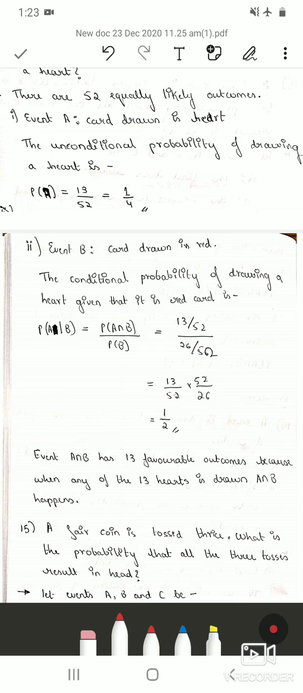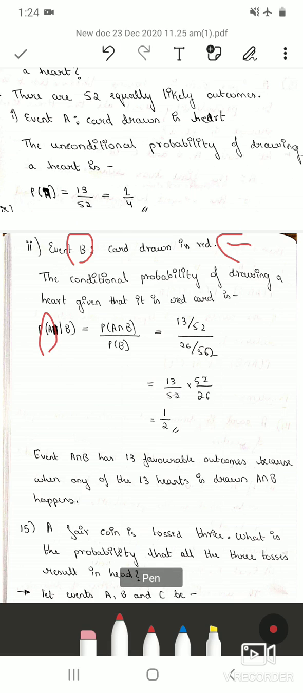So for the second sub question, let us assume event B as the card drawn is red. Therefore the conditional probability of drawing a heart given that it is a red card is probability A given B, which is equal to probability of A intersection B divided by probability of B. So here we know that event B has already happened. We have taken that event to be B. So we have to find out event A given that event B has already occurred. So event A is that the card drawn is a heart, given the card drawn is a red card.